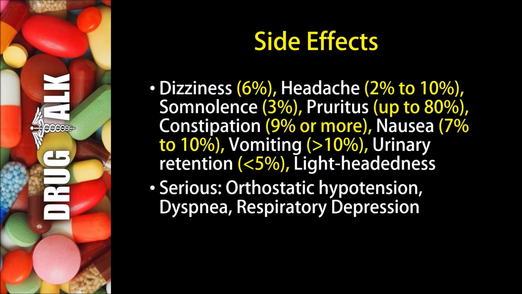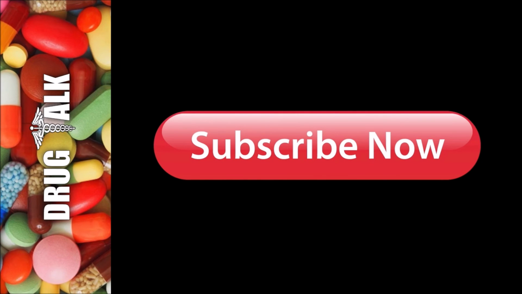Now, some more serious but more rare side effects would be orthostatic hypotension, or a sudden drop in blood pressure when going from a seated to a standing position, dyspnea, or difficulty breathing, as well as respiratory depression. That's all we're going to talk about today with morphine or Kadian.